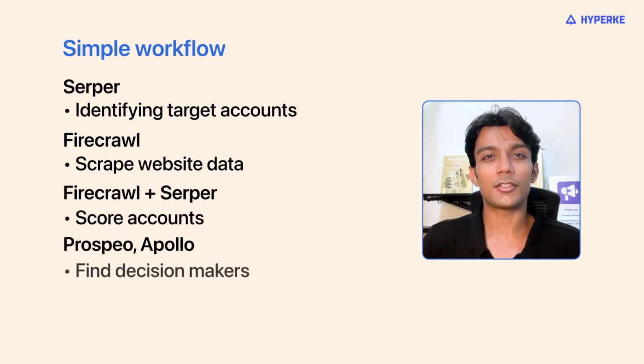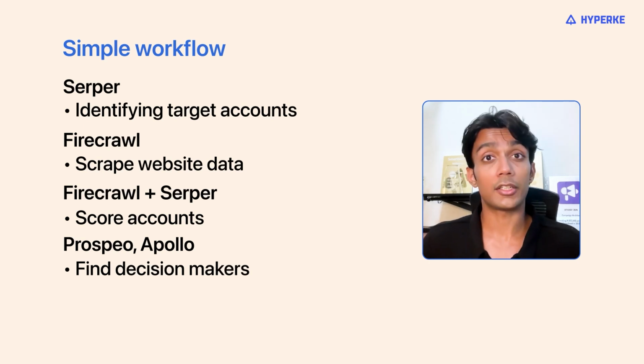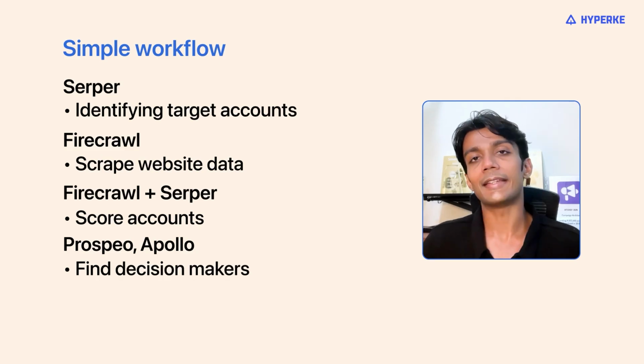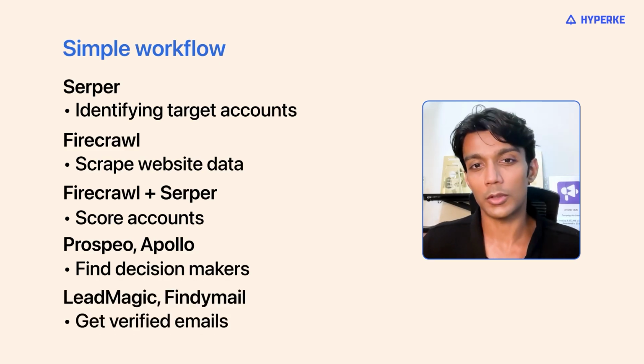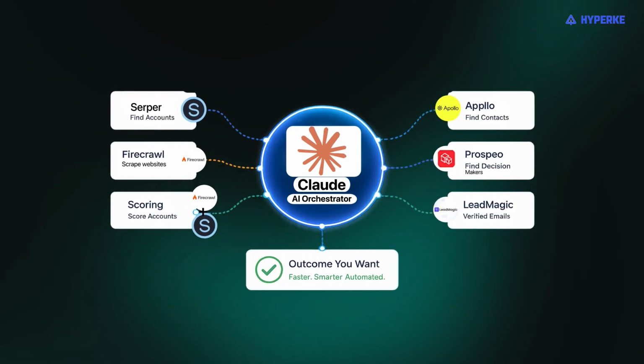Next, you need to find decision maker contact information. So you use something like Prospeo or Apollo to identify the decision makers, maybe get their LinkedIn profiles or their first name, last name, and then LeadMagic or Find Email to get verified email addresses if Apollo or Prospeo weren't able to give it to you already. With Claude, because you're using it as the brain, all you need to do is connect these tools to Claude, let it go through the API documentation, and figure out the best way to make the right API calls, to connect the right APIs to help you get to the outcome that you want.